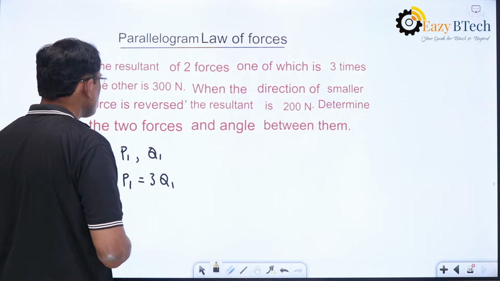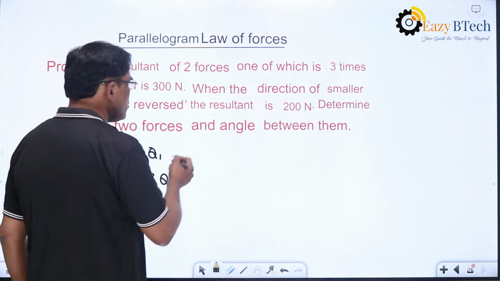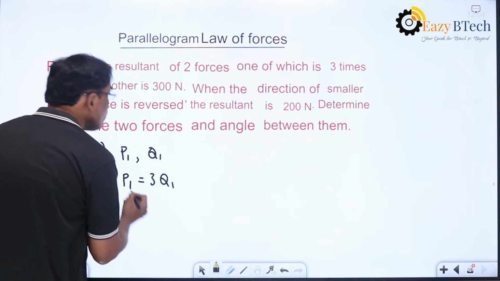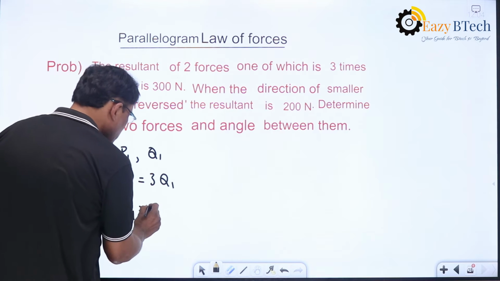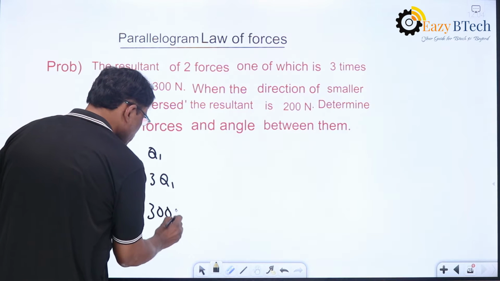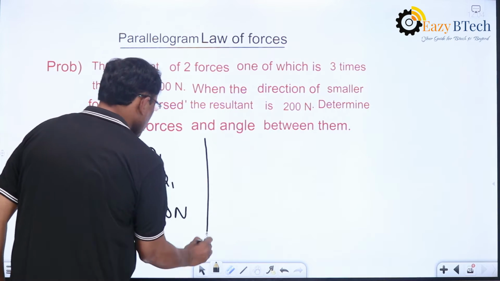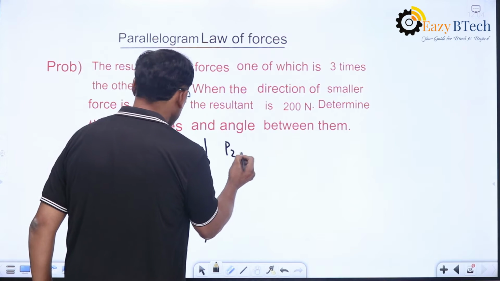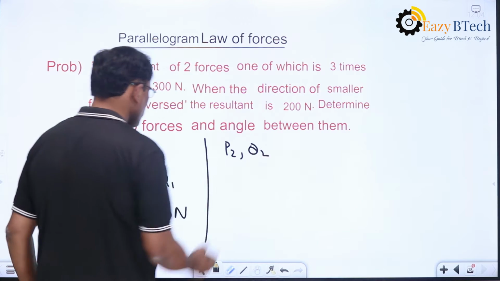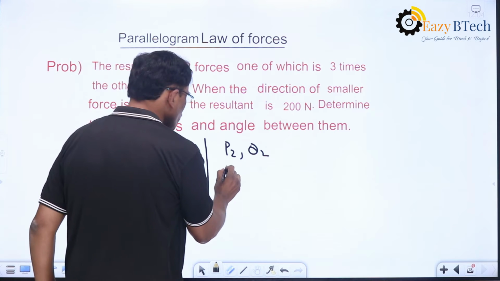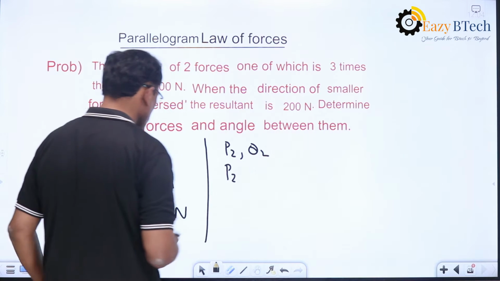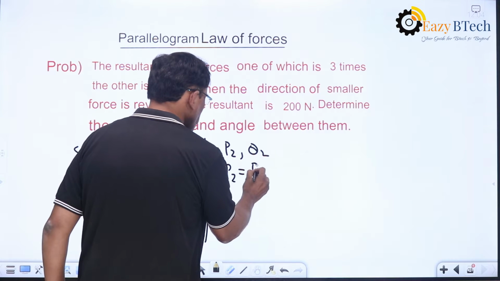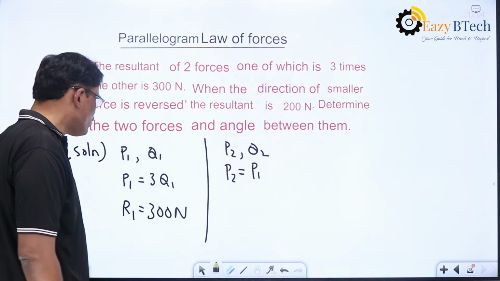When the direction of the smaller force is reversed, the resultant is 200 newtons. In this case, this R1 value is 300 newtons. This is case 1. And in the second case, let us say you take the two forces P2 and Q2. There is no change in P2, so P2 is nothing but P1 only.